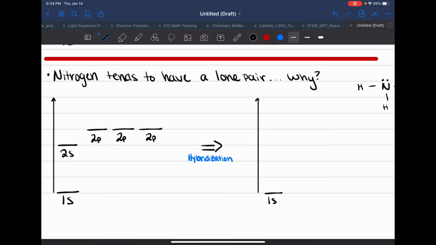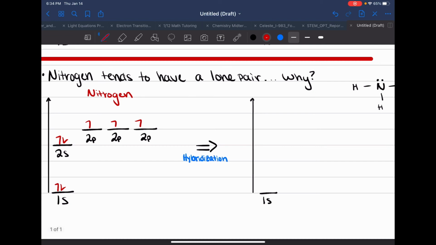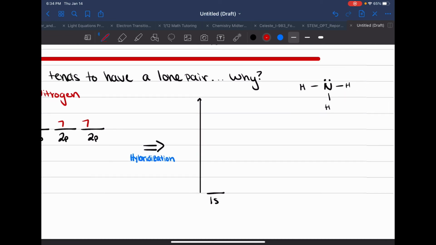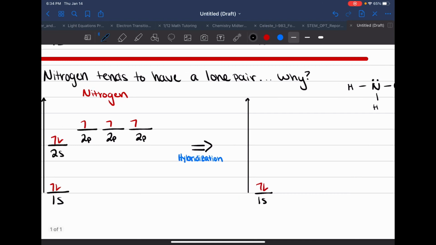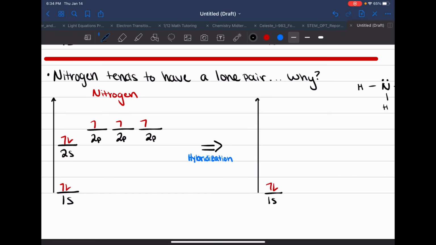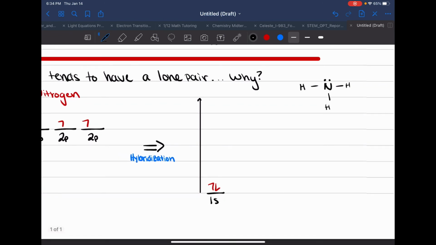Let's take our original ground state electron configuration of nitrogen. So nitrogen has 1 more electron than carbon. Okay, so let's think about why nitrogen would typically have a lone pair. So just like before, the 1s electrons are not going to react. They're going to stay the same. And let's do the exact same process again. So we combine those 3 2p's and the 1 2s, and we get these sp3 hybrid orbitals.